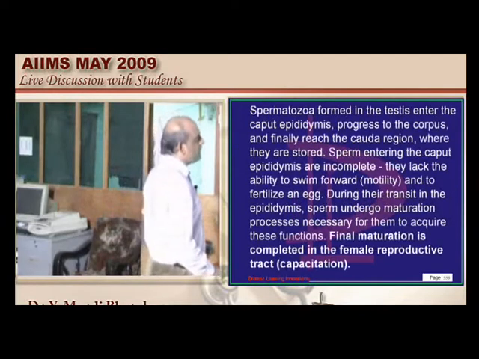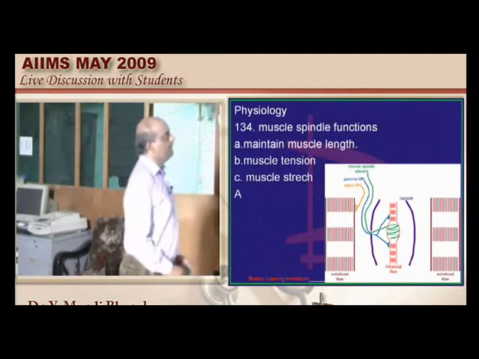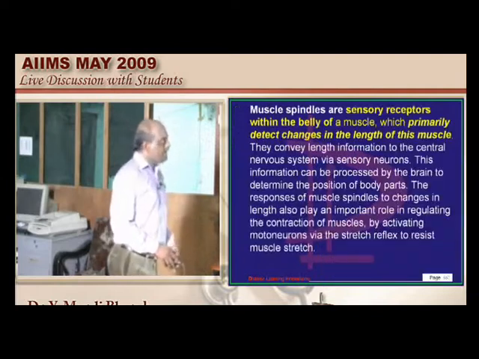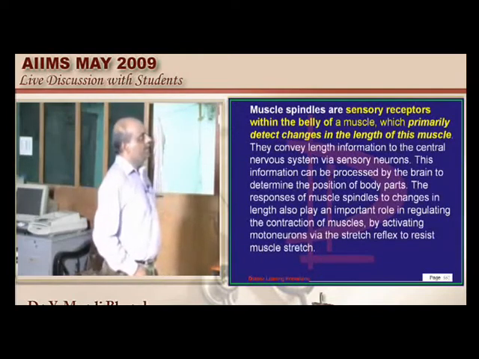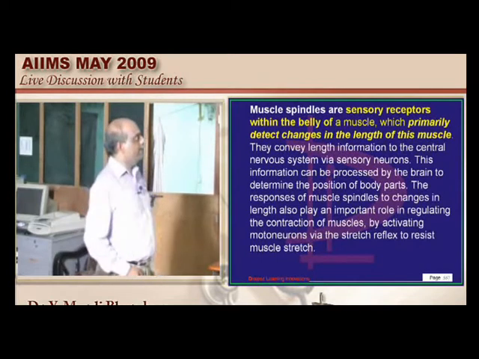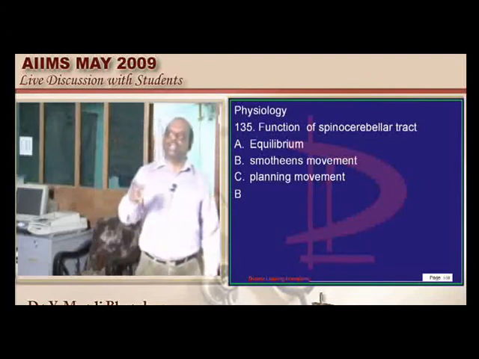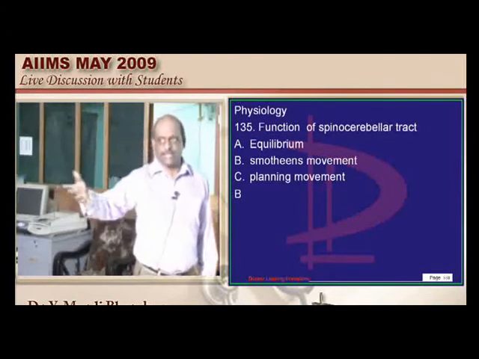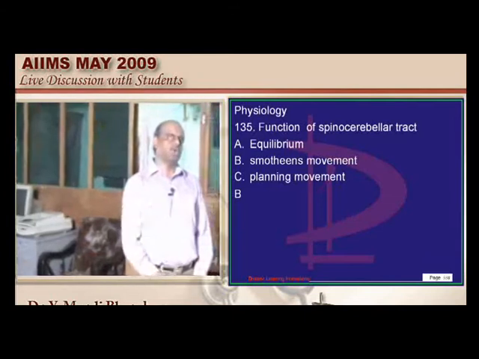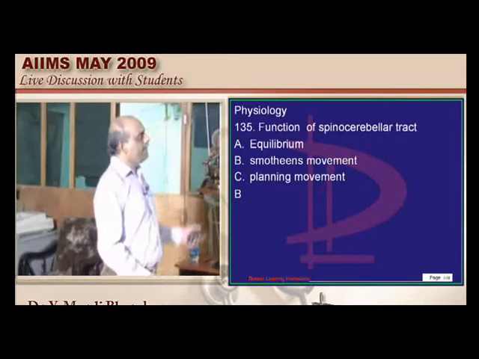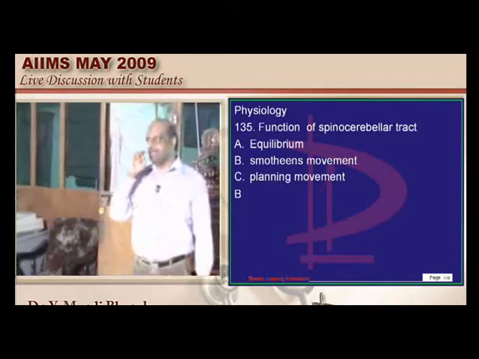Now let us go to the muscle spindle. The muscle spindle has sensory receptors within the belly of the muscle which detect changes in the length of the muscle, which is its main function. A lot of questions come on what is 1A afferent, etc. I think this session is too short to talk about so many. Now what is the main function of the spinocerebellar tract?